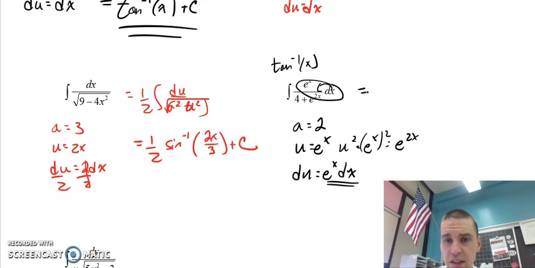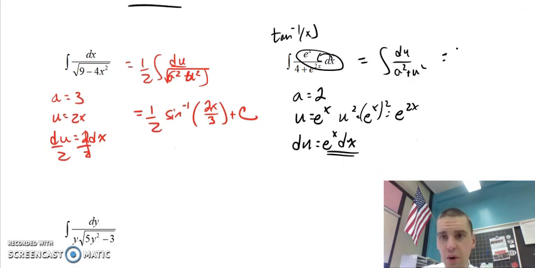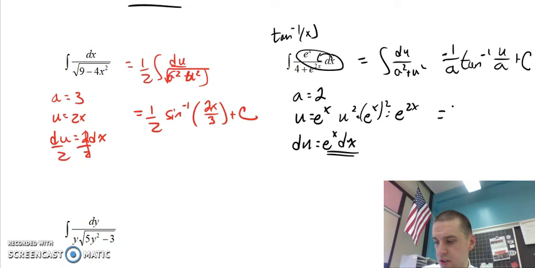So I can rewrite this now. Nothing to divide by. We had e to the x dx. So I can rewrite that now as 1 over a tan inverse of u over a plus c. So our final answer is going to be 1 over 2 tan inverse of e to the x over 2 plus c.